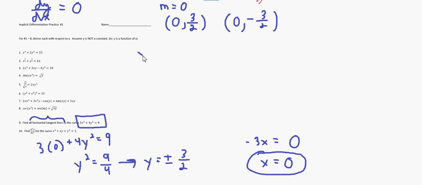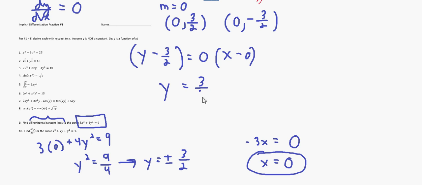The first tangent line, you can think of it, remember, like this. y minus the y value is equal to the slope times x minus the x value. And that just simplifies to y equals 3/2. You also know if the line's horizontal, it has to be y equals a number. And if the y value is 3/2 at one point, then it must be 3/2 everywhere. Same thing with the other tangent line. y is negative 3/2.